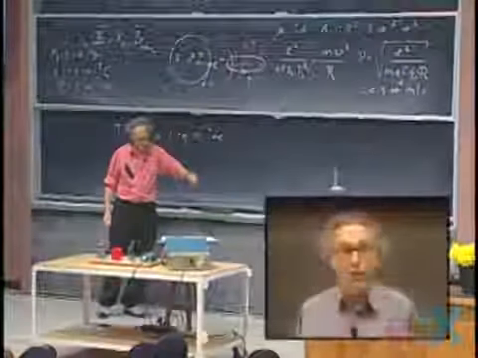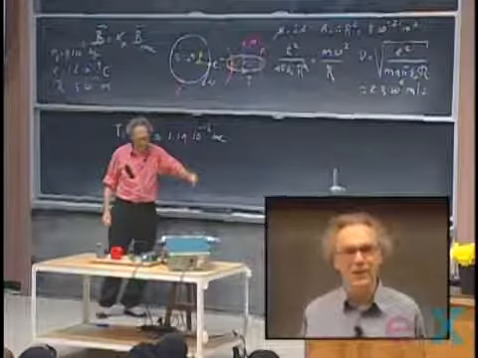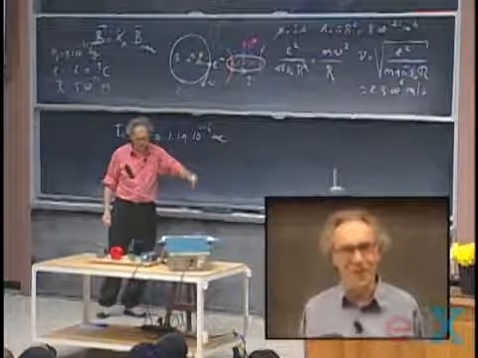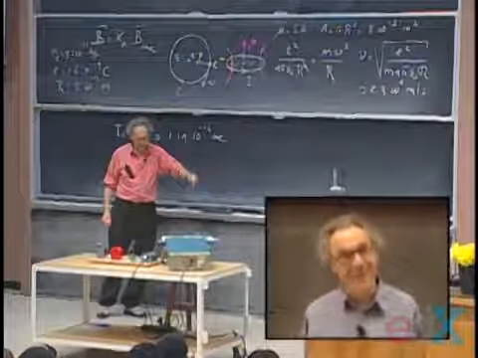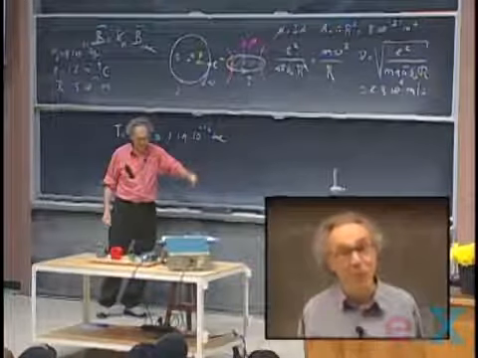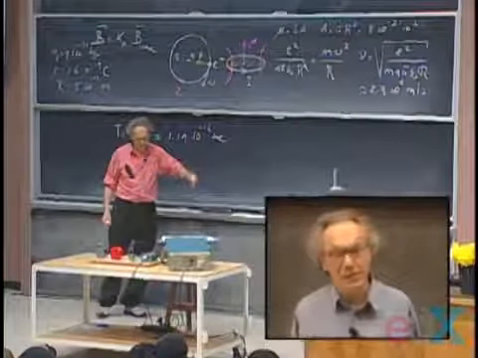The 1.14 times 10 to the minus 16 really should have been 1.4 times 10 to the minus 16. Of course, it doesn't make much difference, but in case you substitute in the numbers, it is 1.4 times 10 to the minus 16.